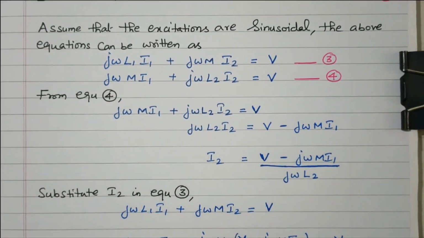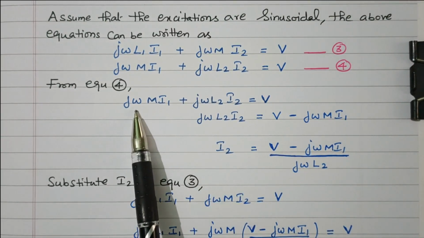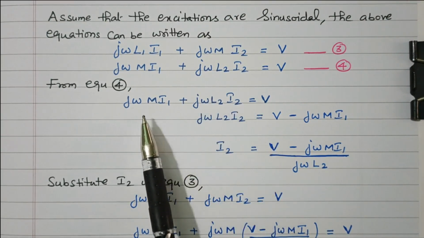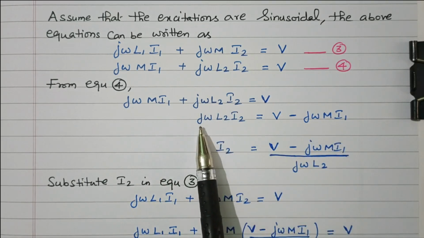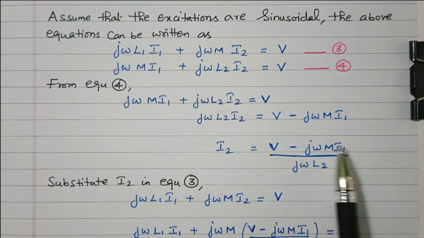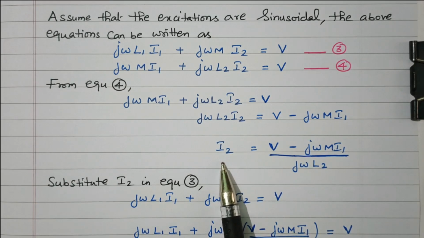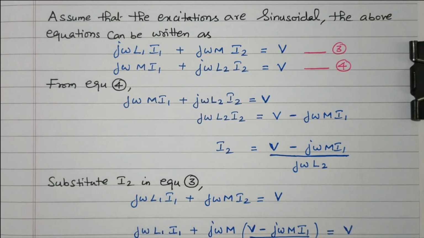From equation 4, we can find the expression for I2. Take equation 4: j omega M I1 plus j omega L2 I2 equal to V. Bring this term to the other side, so V minus j omega M I1. Bring j omega L2 to the denominator on the other side, so I2 equals V minus j omega M I1 divided by j omega L2. Now we got the expression for I2. We substitute this I2 expression in equation 3 so that we can find the value of I1.